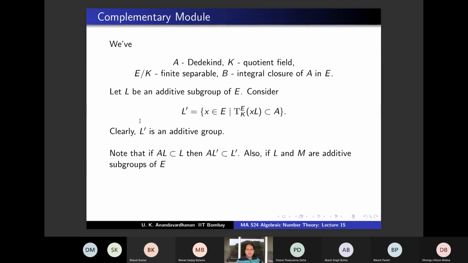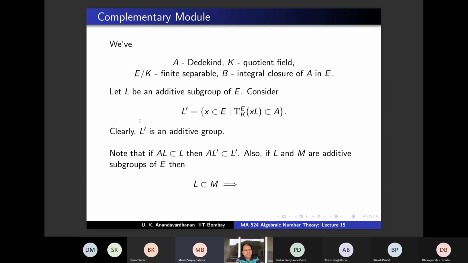Also, if L and M are additive subgroups of E, and suppose L is contained in M, then what will be the relationship between L prime and M prime? Can one of you first make a guess, and then of course your guess will be right. I mean, it will be easy to check. What's your guess? L prime contains M prime. Correct.